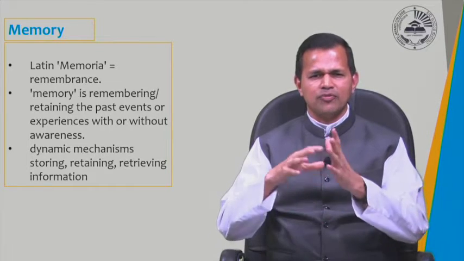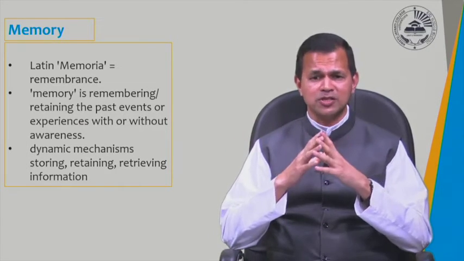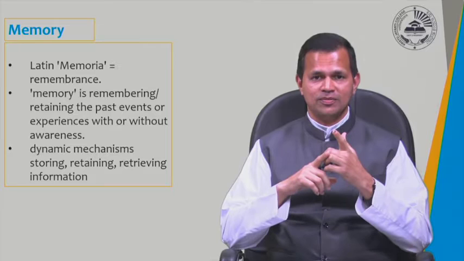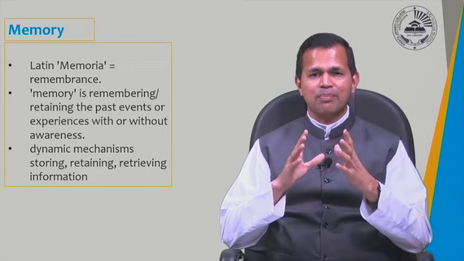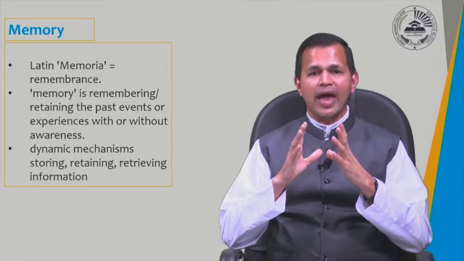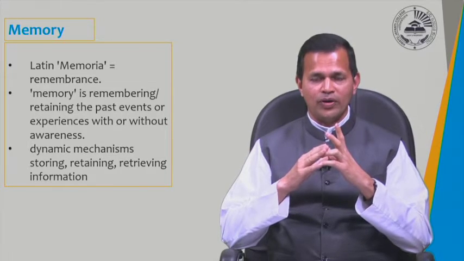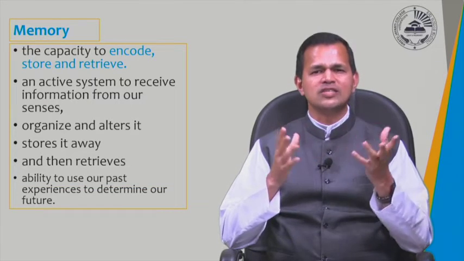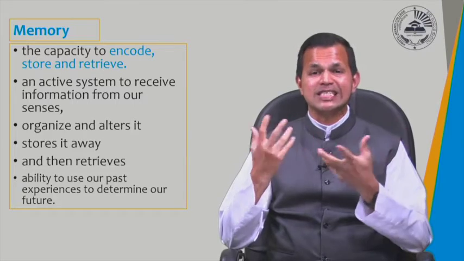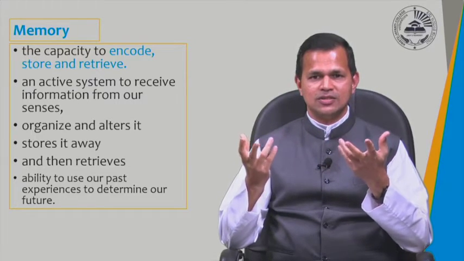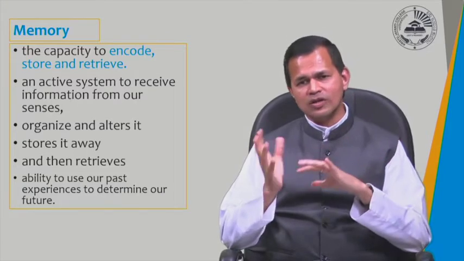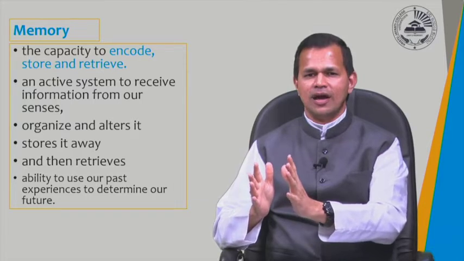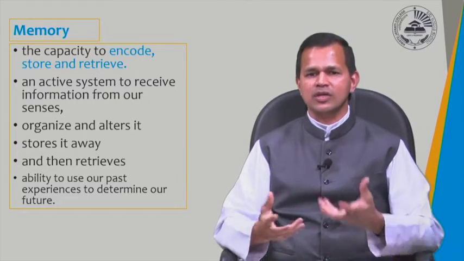Memory involves a few very dynamic mechanisms of storing, retaining, and retrieving. So it is a capacity to encode, to store, and to retrieve information. Where do we get this information from? It comes through our 5 senses. And then we organize and alter it, and then we put it in a safer place. And whenever it is needed, we retrieve it.